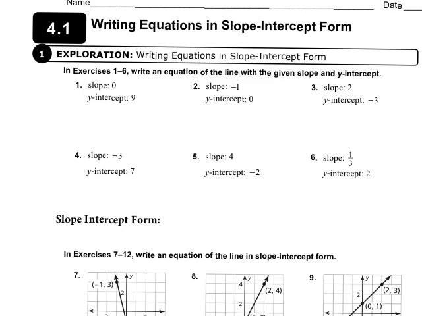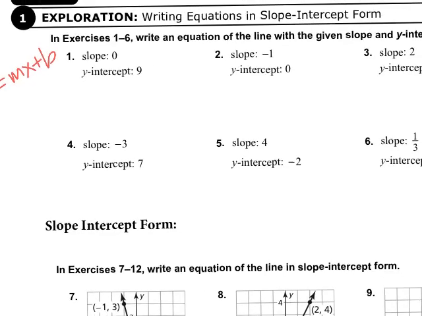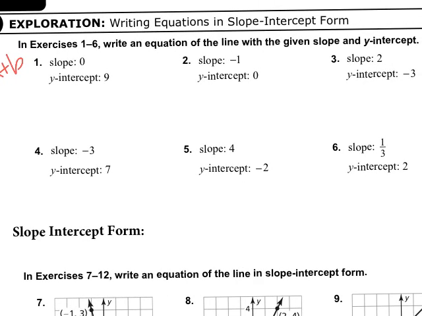Okay, so the general formula for slope-intercept is y equals mx plus b. Let me do a different color. I guess I could write it down here by where it says slope-intercept form. That would make the most sense, wouldn't it? So y equals mx plus b.